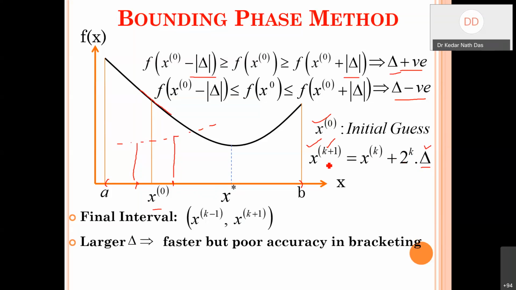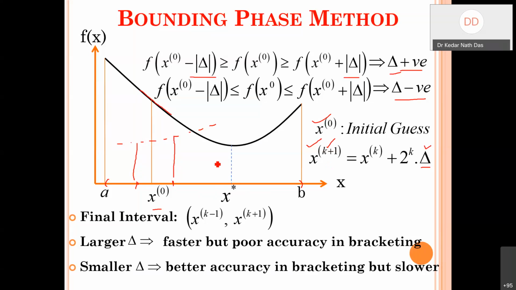And of course, as I said to you, the larger delta will give you a poor accuracy in bracketing, but it should be faster. But if there is a smaller delta, the better accuracy you can obtain in bracketing, but it is slower. So we have to make a proper balance to have a delta value accordingly.